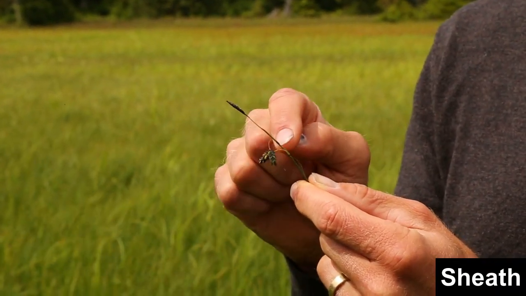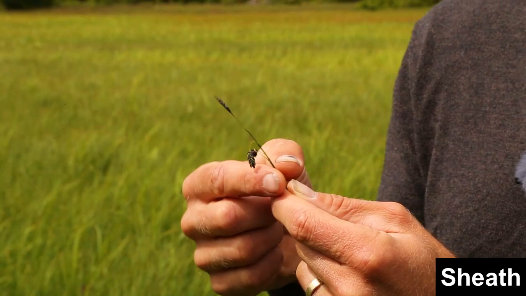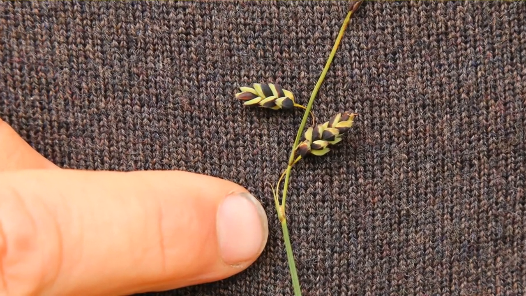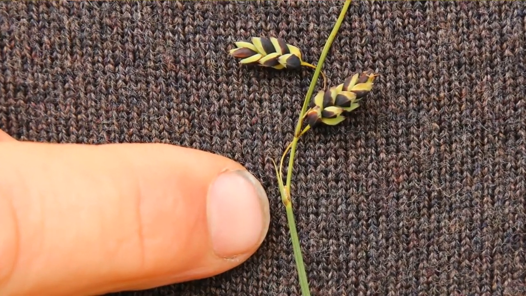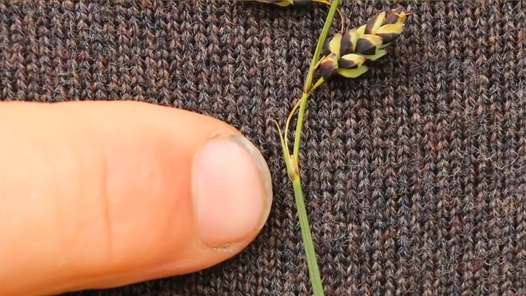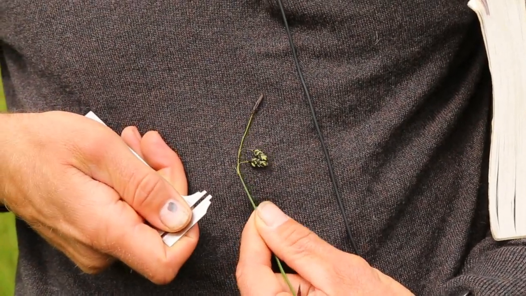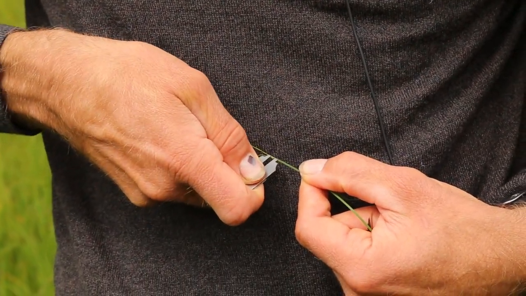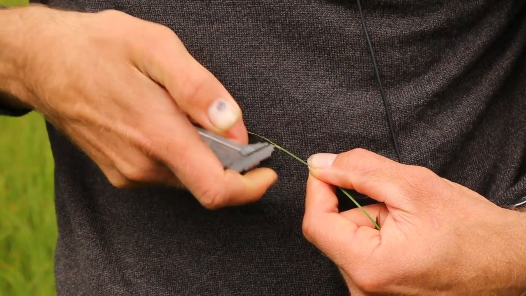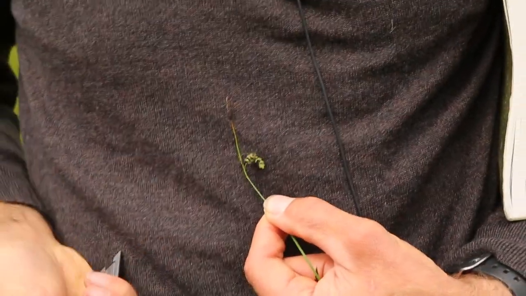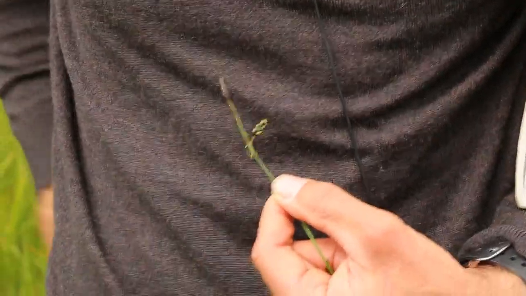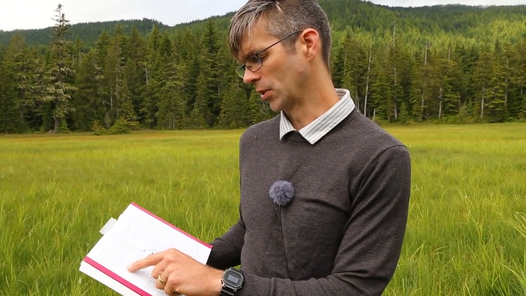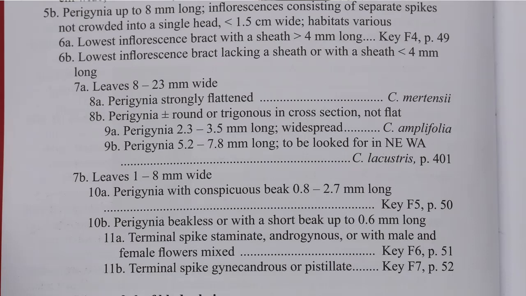So bracts usually are below flowers, like I mentioned. So the sheath is where the bract connects to the culm. And there is the bract sticking out at an angle. So the sheath would be right at the base. So we need to measure that sheath. And it looks to me like it measures at 2 millimeters, which I believe is less than 4 millimeters. So we can choose 6B, less than 4 millimeters long. We go to 7 then.